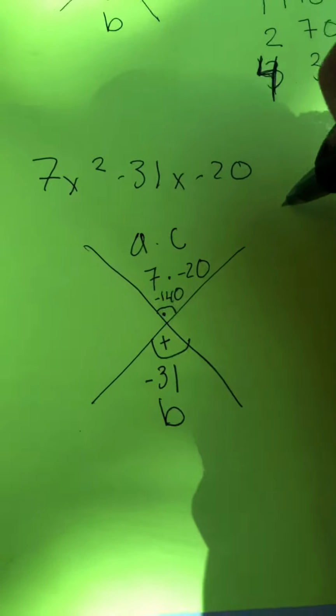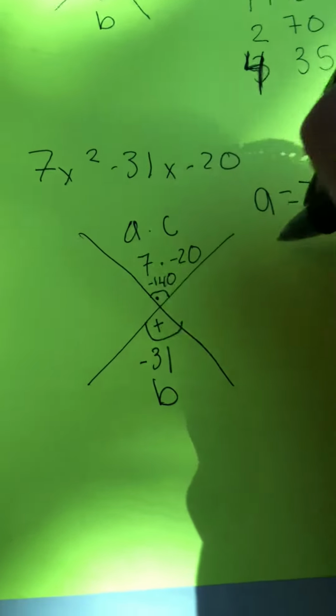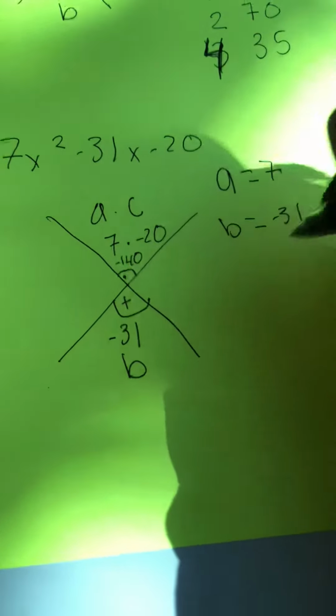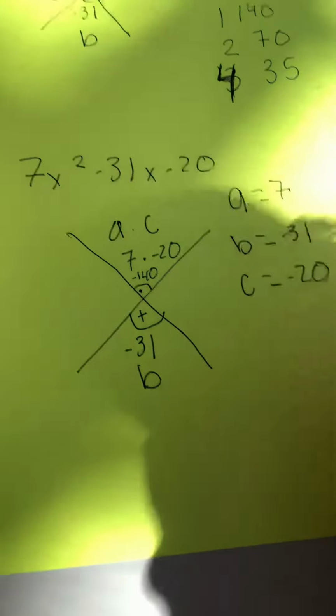I skipped ahead. I apologize, I forgot. A is equal to 7. B is equal to negative 31. And c is equal to negative 20.